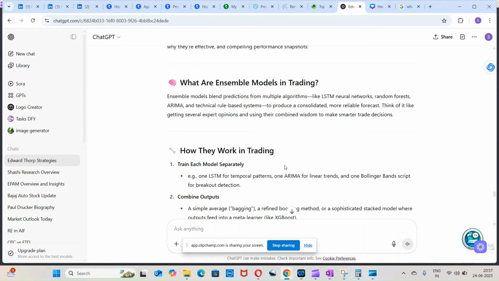So LSTM will give one prediction, convolutional neural networks will give one prediction, random forest will give one prediction, ARIMA will give one prediction, SVM will give one prediction. They blend all the predictions from these multiple algorithms and also technical rule based systems to produce a consolidated and more reliable forecast. Think of it like getting several expert opinions and using their combined wisdom to make smarter trading decisions.